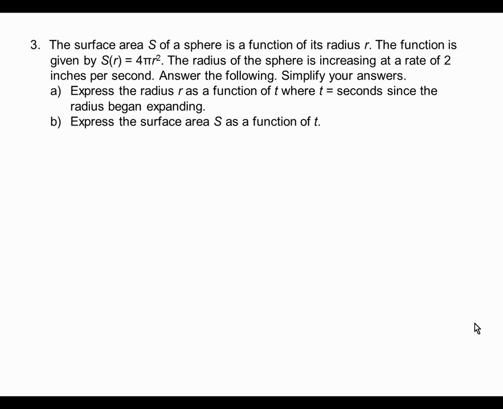So we have S of r is 4 pi r squared, and we're going to need some sort of expression for r in terms of t. So our solutions. Okay, for part A, in t seconds, the radius will be 2t inches, because remember, we're increasing at a rate of 2 inches per second, kind of like distance is rate times time. So r is equal to 2t. So r of t is equal to 2t. There's r as a function of t.